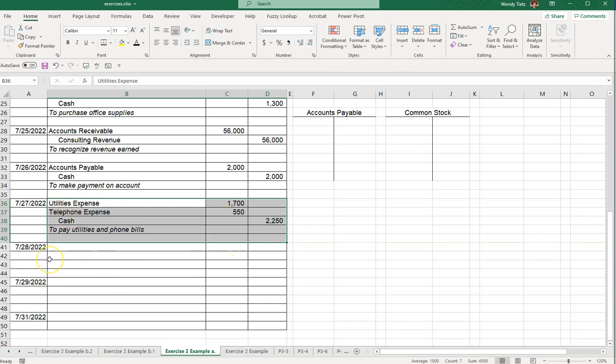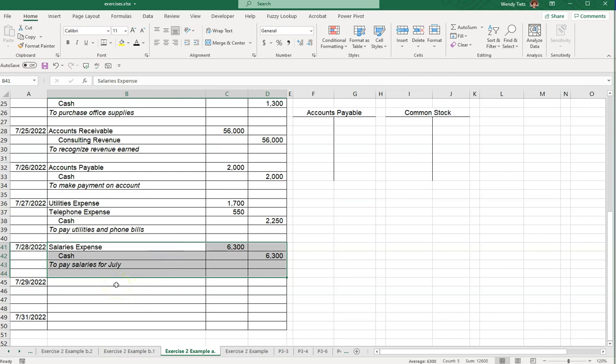July 28th, the company paid $6,300 for employee salaries. So let's go over here to see how we did this. Salaries expense, an expense because the people worked, $6,300, and then cash for $6,300. We're crediting it because we spent the cash.